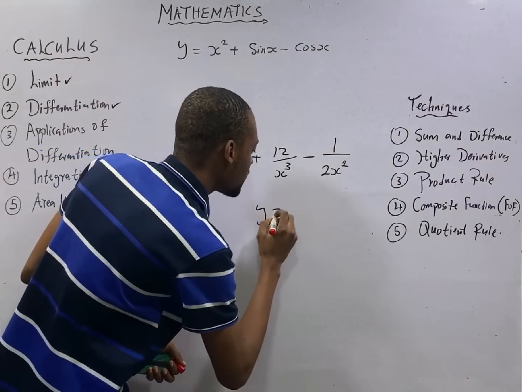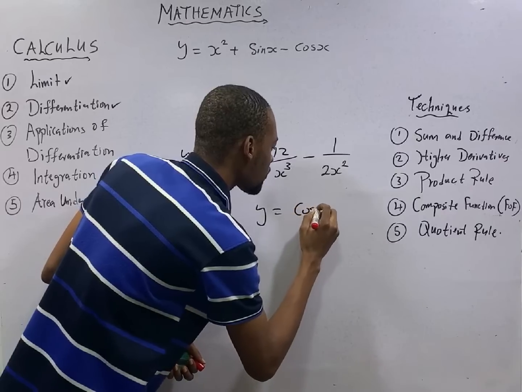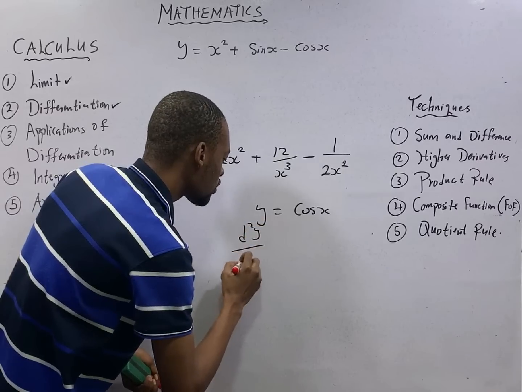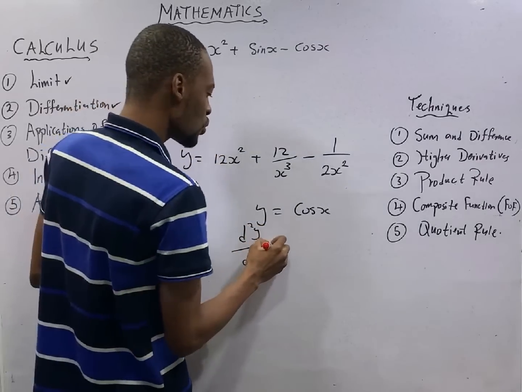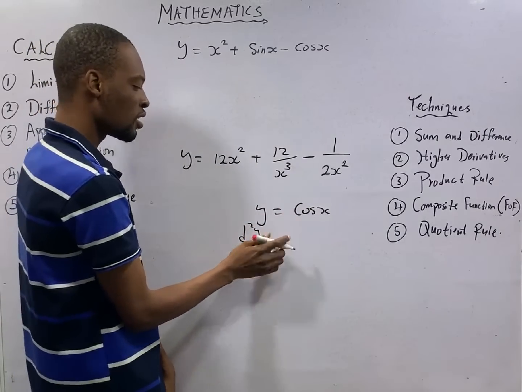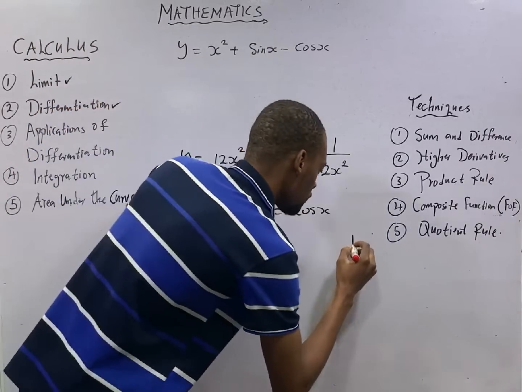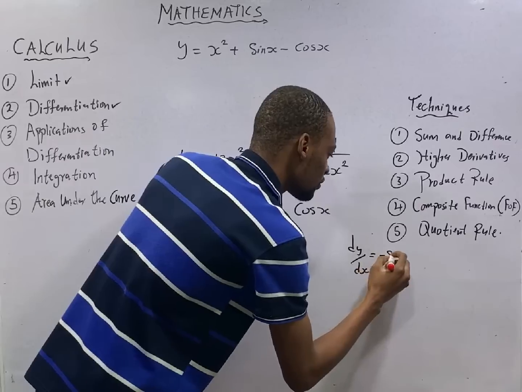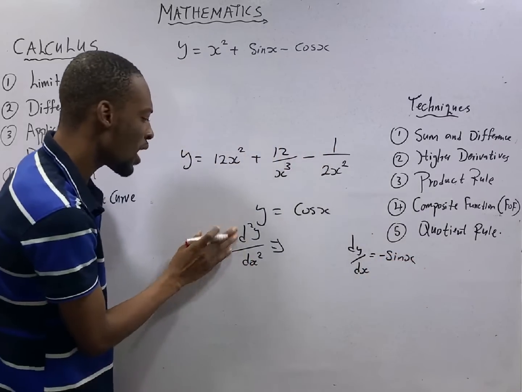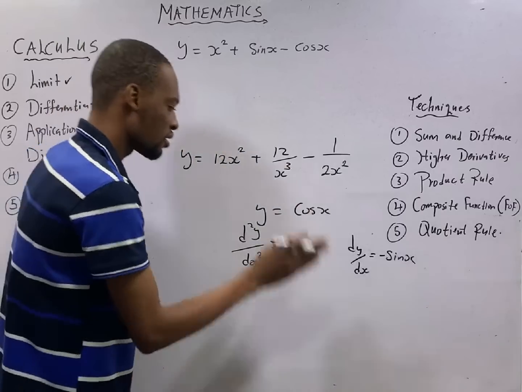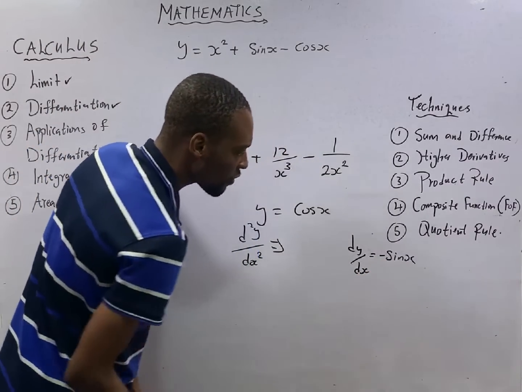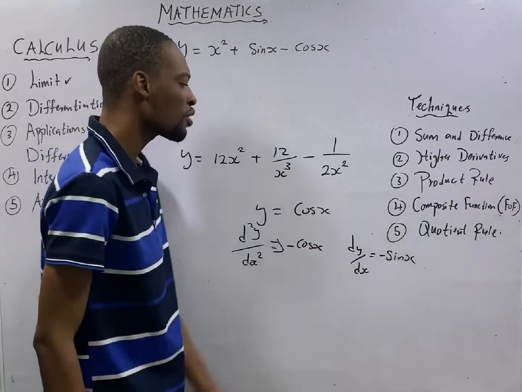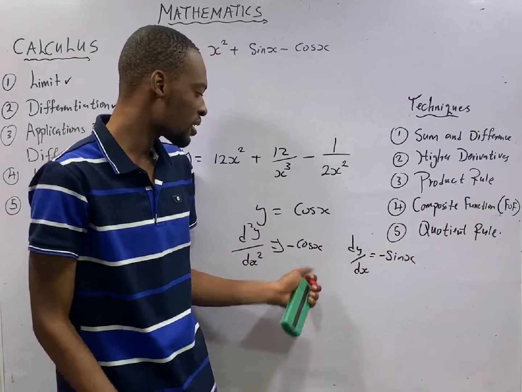If y is equals cos s, and I say find d square y over dx squared, this is equals differentiating here twice. You have to differentiate first to get dy dx is equals minus sin s. D square y over dx squared is differentiating here again to have minus cos s, because when you differentiate sin s you get cos s, and this minus is already there.